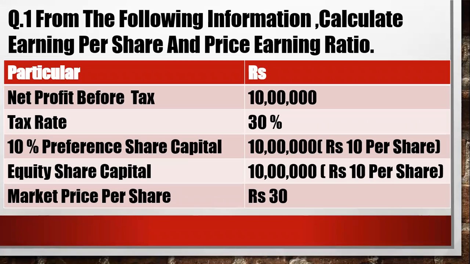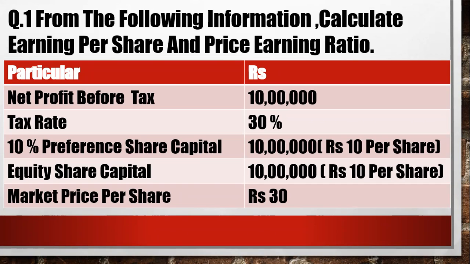So in this sum, there are 10% preference share capital. That means you can say that 10% preference shareholders are there. So you have to give them dividend. So just calculate 10% on 10 lakh. How much you will get? 10 lakh of 10%, you will get 1 lakh. Okay. So in this sum, net profit after tax is 7 lakh minus preference dividend. So in this sum, preference dividend, you will get 1 lakh. How? 10 lakh multiply by 10%. So you will get 1 lakh.